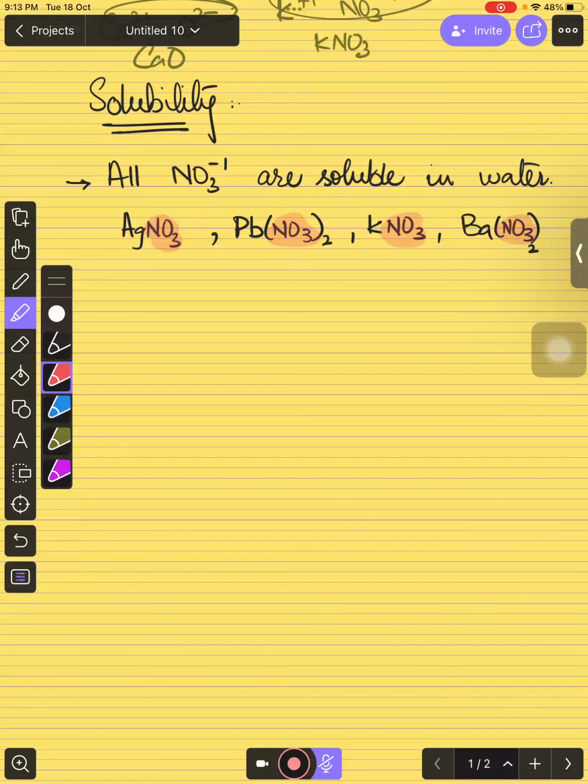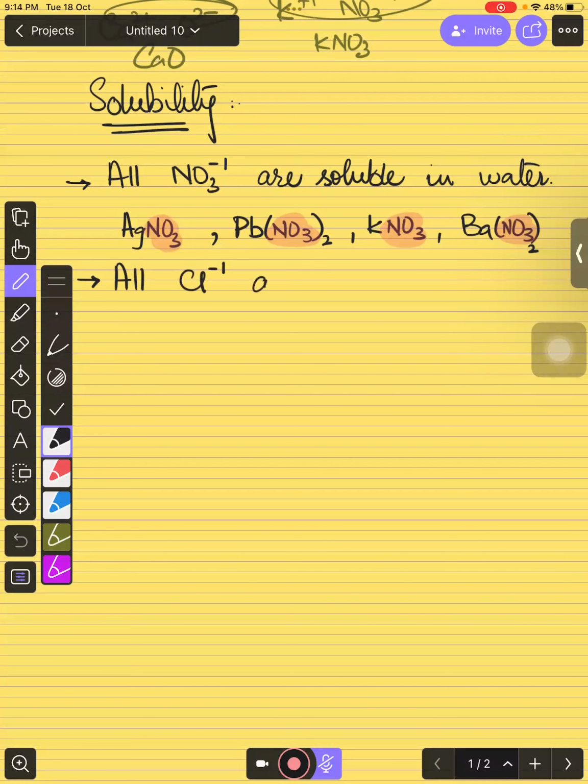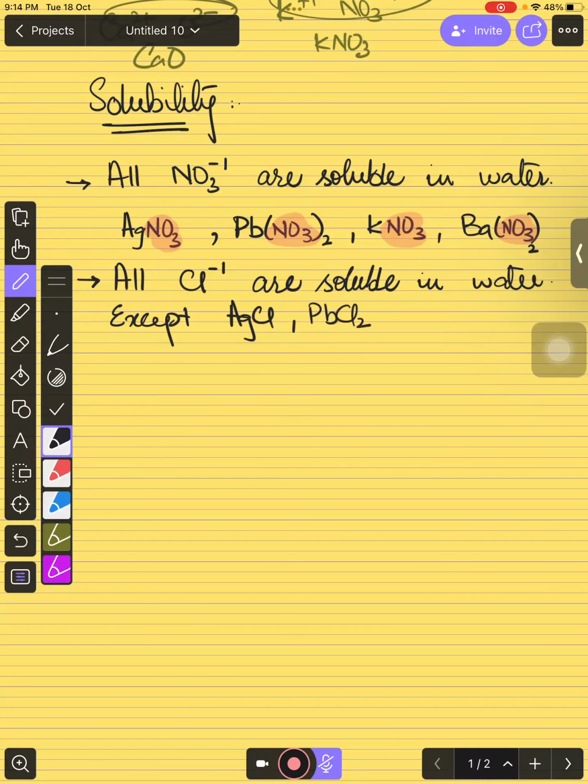Okay, so let's move on towards the second one, which says that all chloride salts are soluble in water. All chlorides are soluble in water, and there is an exception as well, except two salts: silver chloride and lead chloride. These two salts are insoluble, and the rest of all salts having chloride are soluble in water.